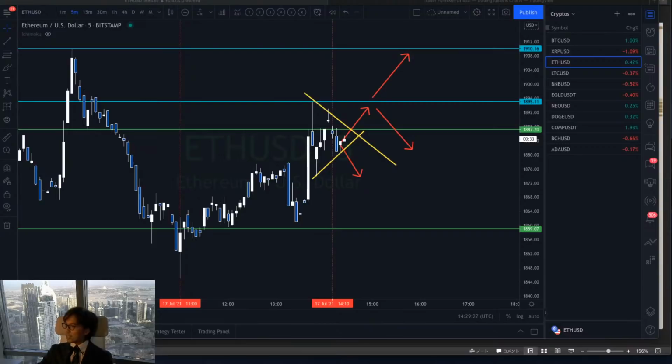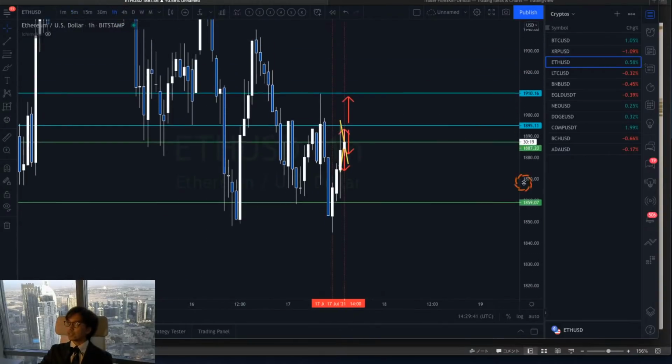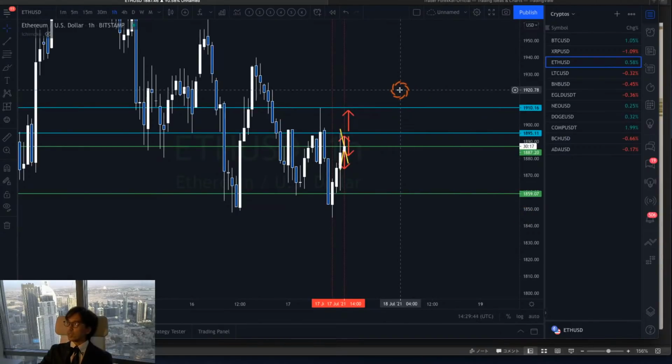Okay, Men in Black says 1920 Ethereum short. Is it a good trade? Let me see. 1920 will be all the way up. So yeah, let me check the 1 hour chart. And 1920 is around this level. And yeah, I would say that this is still bearish in the 1 hour chart.